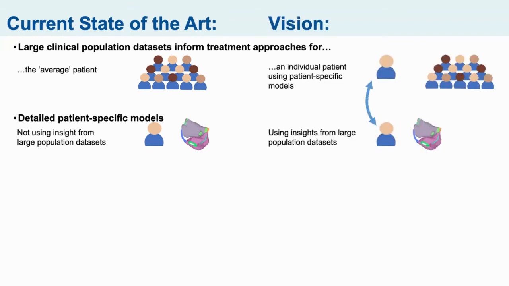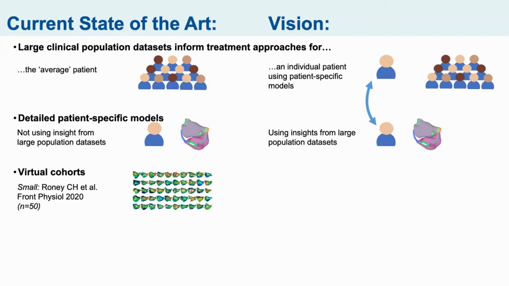So the vision of what we're working towards is to use this information together: to use the information from the population studies to say how we should personalise our patient-specific models. To do this, we need large virtual cohorts that capture the real heterogeneity in the anatomy, the fibrosis distribution, and the different features of the atrium.